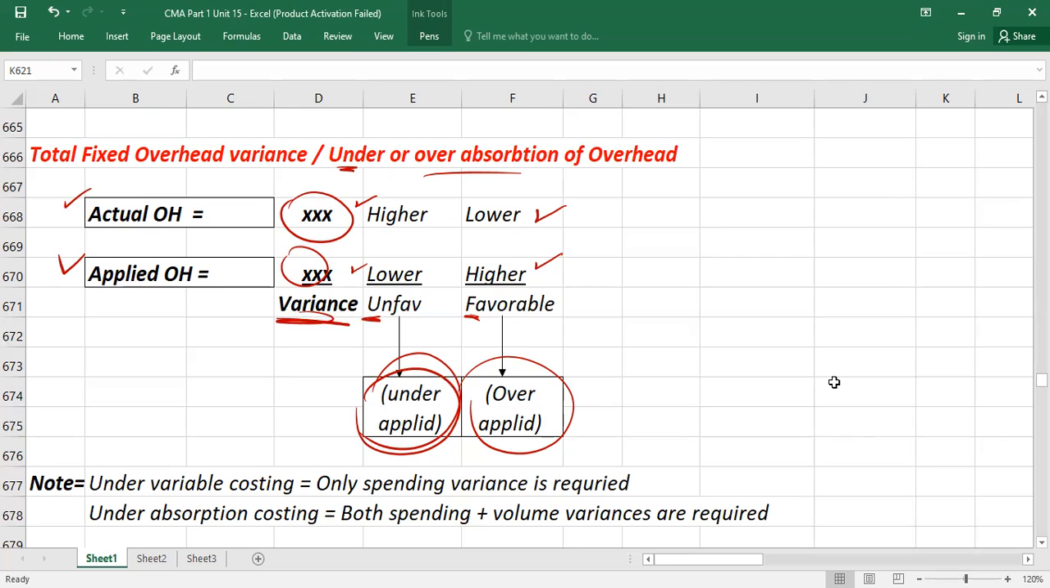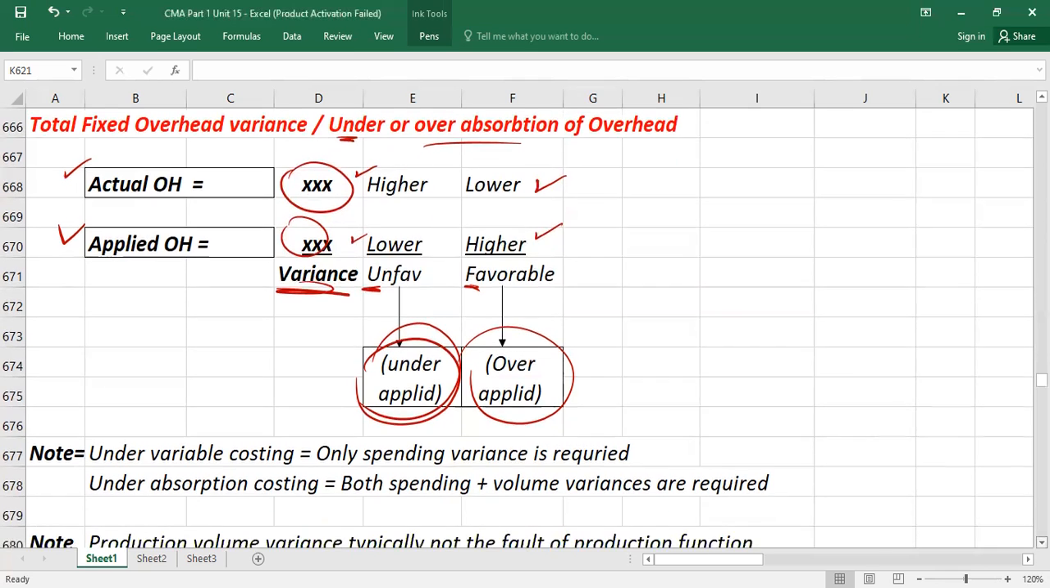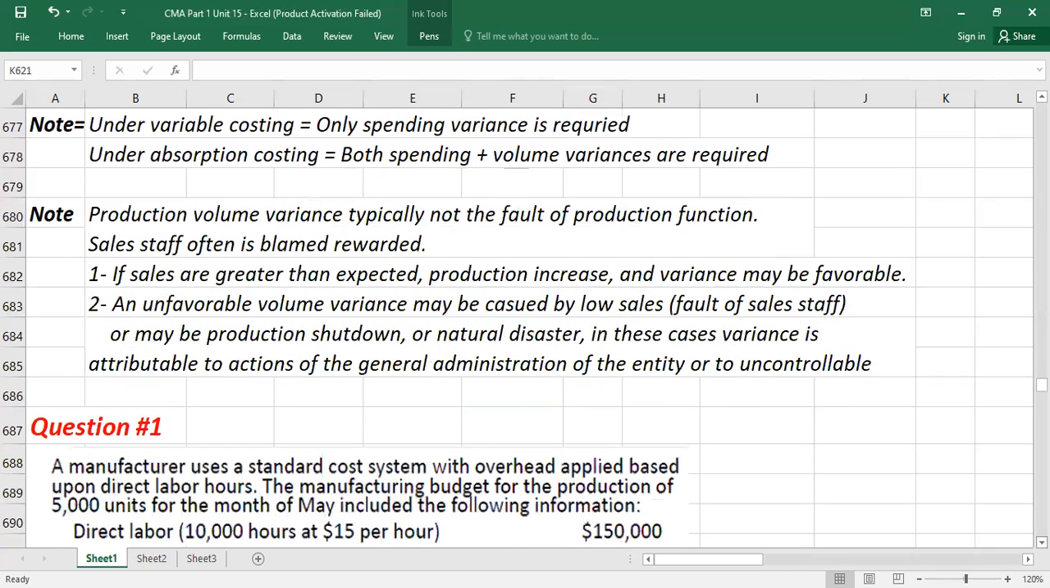If total variance is unfavorable, it is under applied. If it is favorable, it is over. Understood? Now I have one more question. In variable costing, how many variances are required for fixed overhead? Under variable costing, 1. Which variance? Spending. If you are using absorption costing, 2. Spending and volume. Under and over applied variance will arise only under absorption costing.